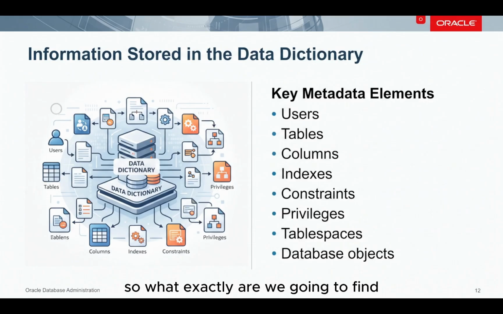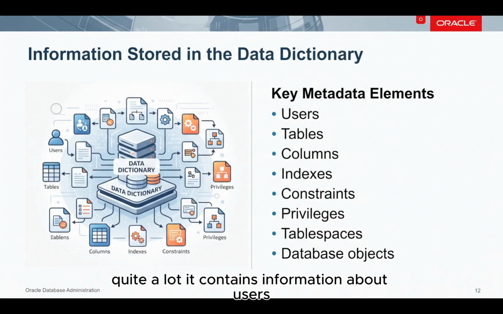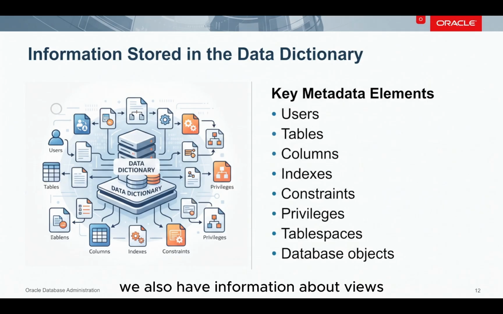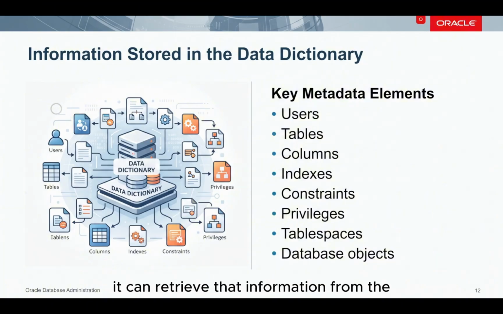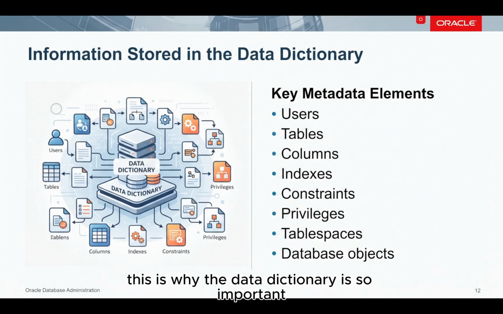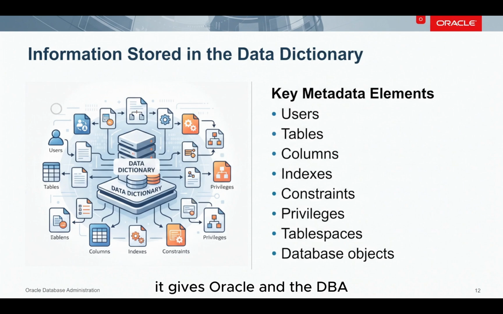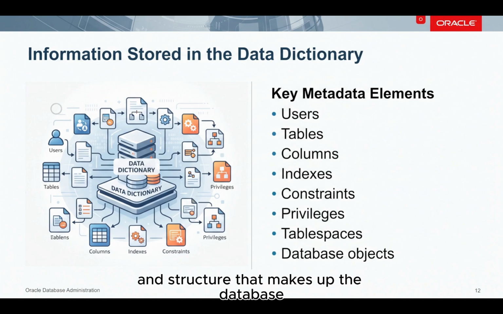So what exactly are we going to find inside the data dictionary? Quite a lot. It contains information about users. It contains information about tables and columns. It keeps information about indexes and constraints. We also have information about views, privileges, tablespaces, and database objects. So when Oracle needs information about an object in the database, it can retrieve that information from the data dictionary. This is why the data dictionary is so important. It gives Oracle and the DBA information about the objects and structures that make up the database.